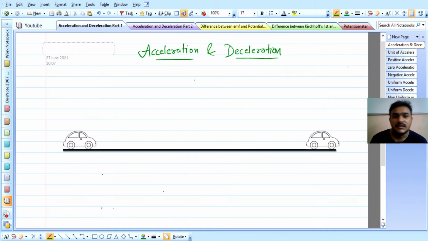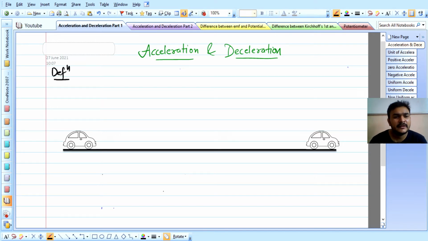As you can see, the term acceleration or deceleration can be understood with the help of these 6 to 7 points, as you can see on your screen. So I will be describing each and every point separately. First of all, let us start with the basic part, and the basic is the definition of acceleration.